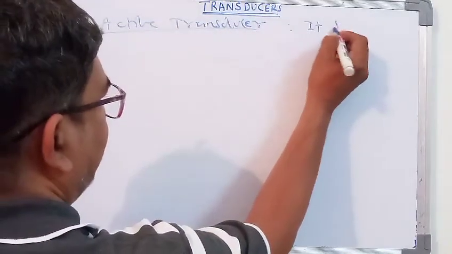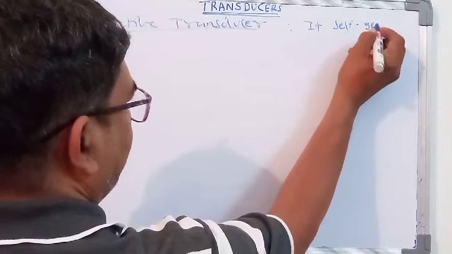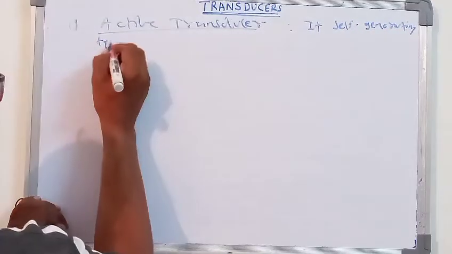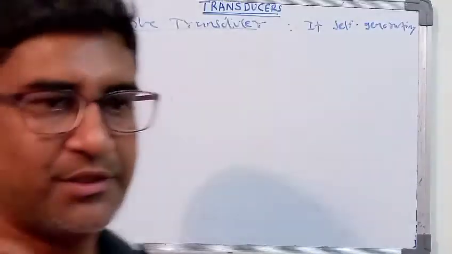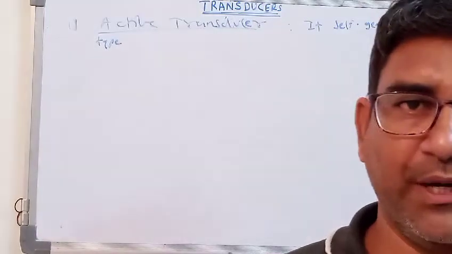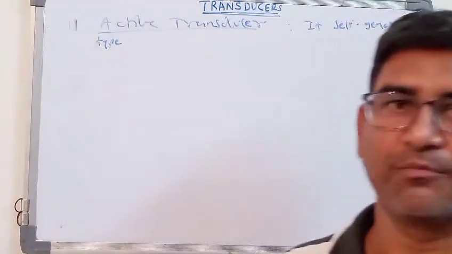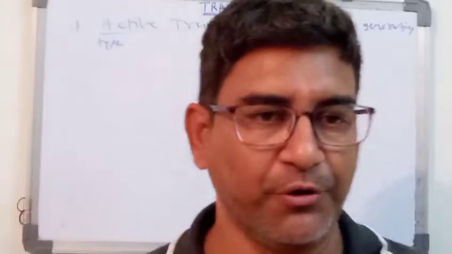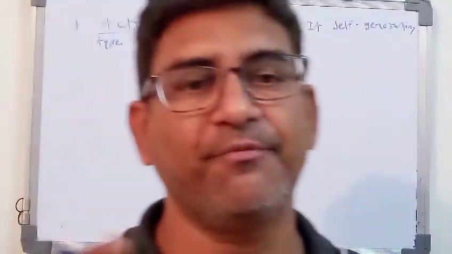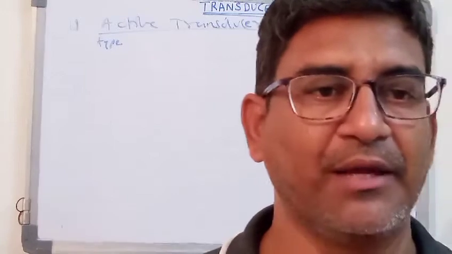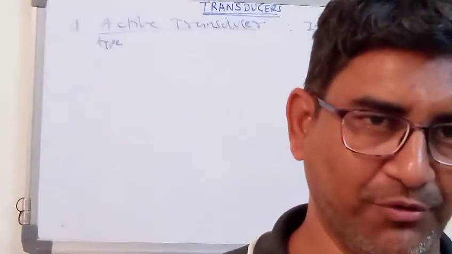It is a self-generating type. An active transducer is a self-generating type. They do not require external power. That is the main important function of this particular active transducer. It produces an analog voltage, which is stimulated by some physical form of energy. A thermocouple, a piezoelectric pickup and the photovoltaic cell are examples of this particular active transducer.